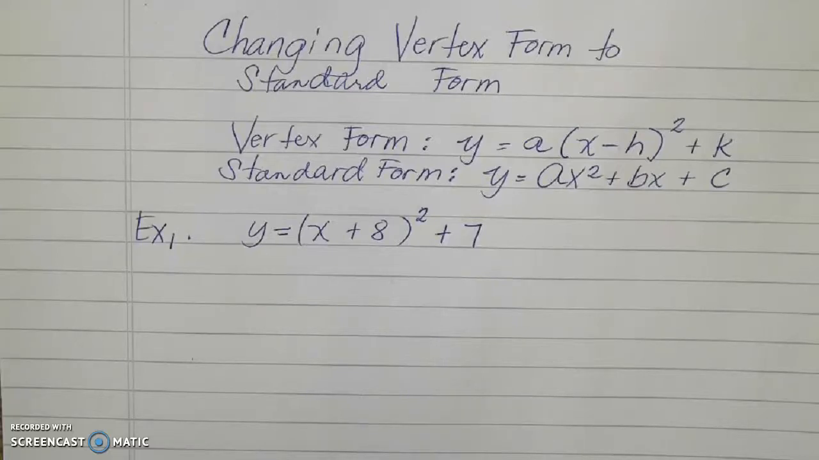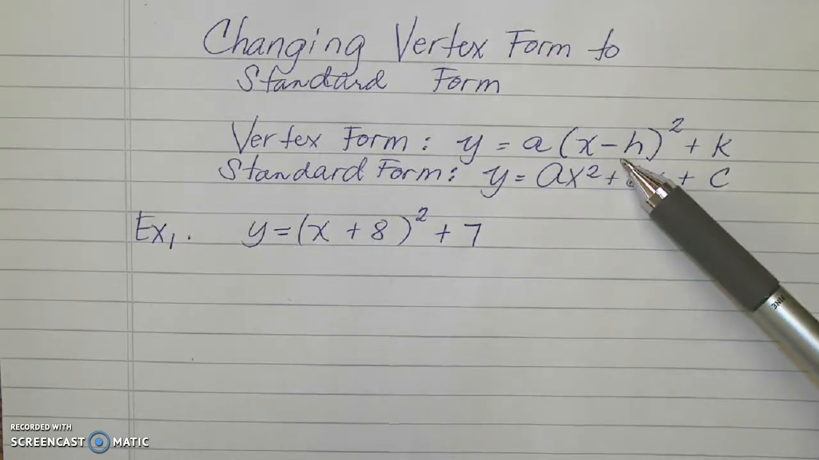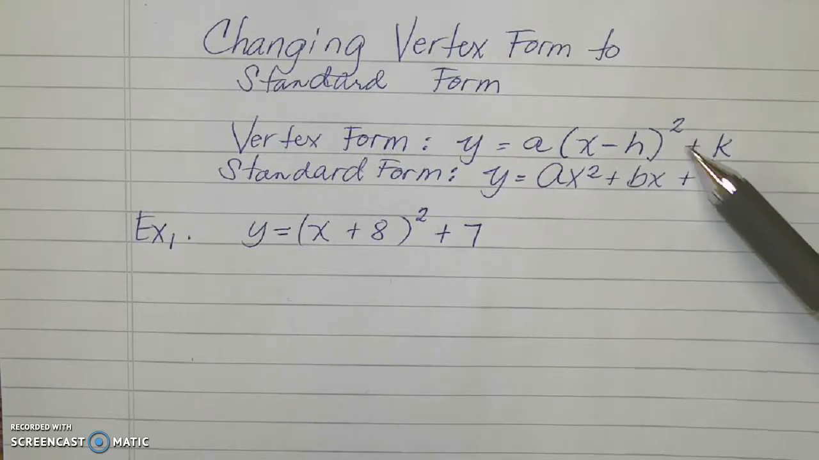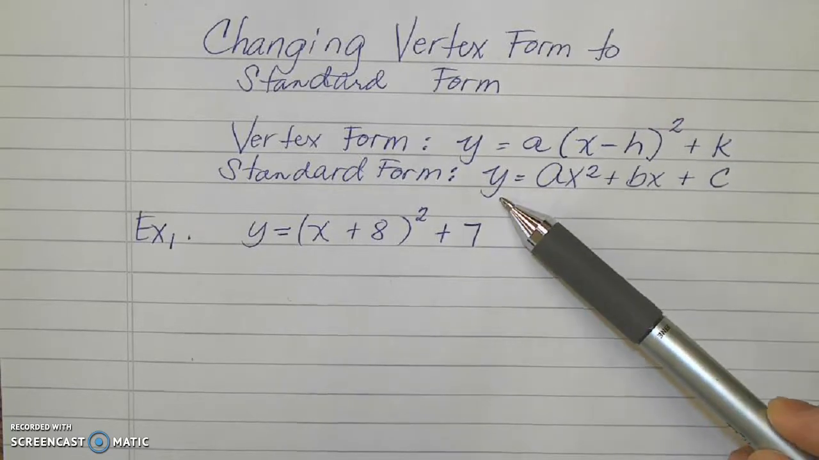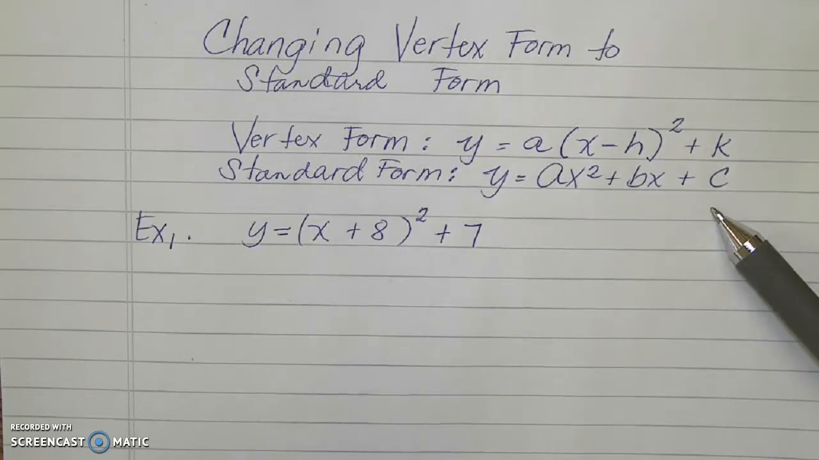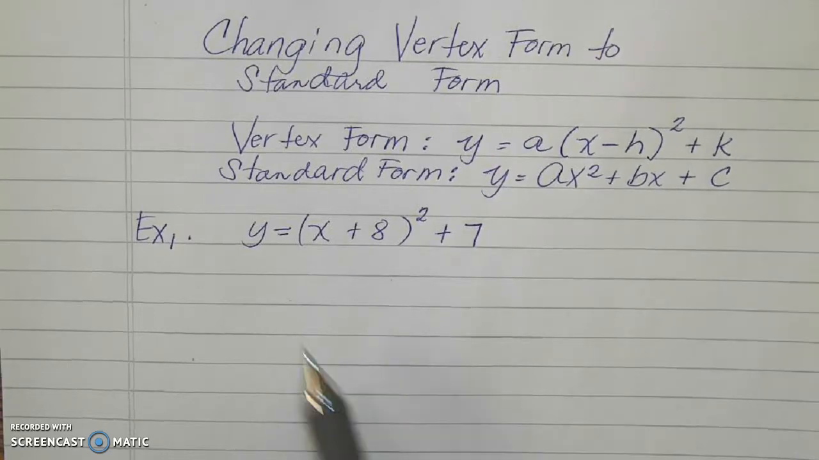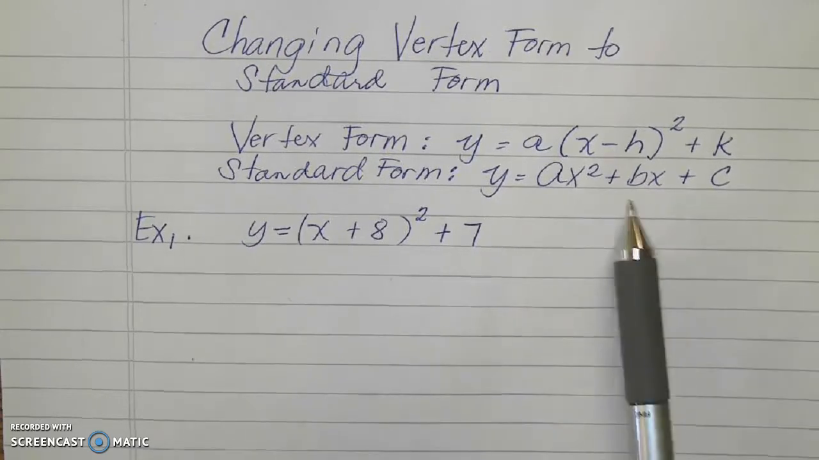Our topic today is changing vertex form to standard form. So our vertex form once again is y equals a parentheses x minus h close parentheses squared plus k, where h and k are the coordinates of your vertex, and the standard form is y equals ax squared plus bx plus c. So how are we going to do that when we're given the vertex form? How are we going to go to standard form?